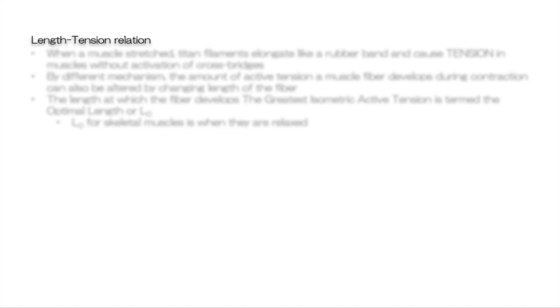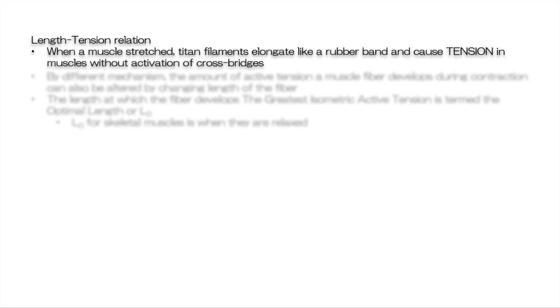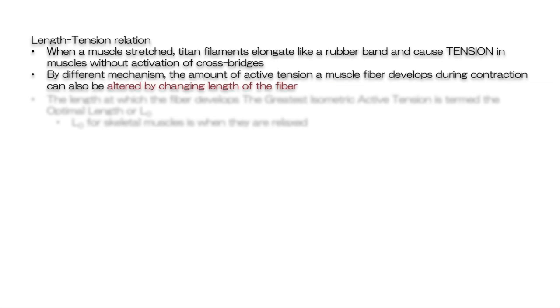It relates this length and tension development based on the passive elastic effect of the titin filament, which happens during the elongation of the muscles. Stretching the titin is like stretching a rubber band, which leads to an increase in passive tension when we increase the length of the muscle. And as the other parameter I mentioned, the active tension of a muscle can also be altered by changing the length of the fiber at the start.